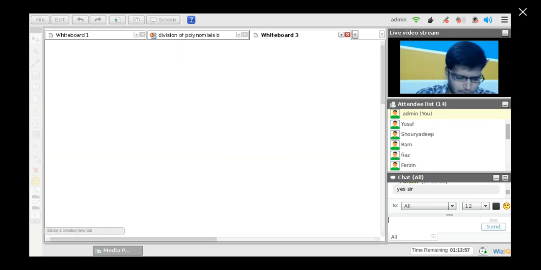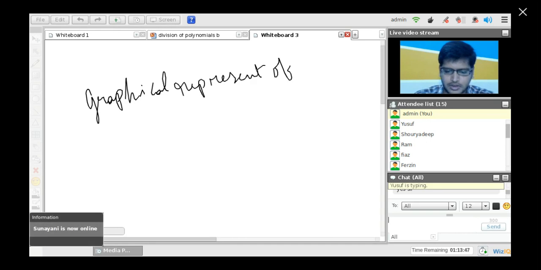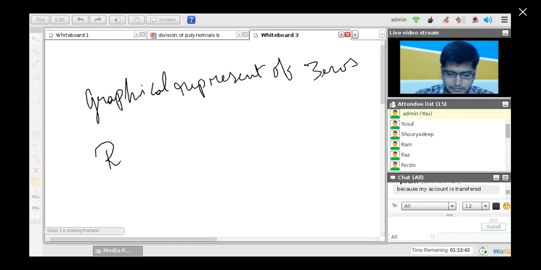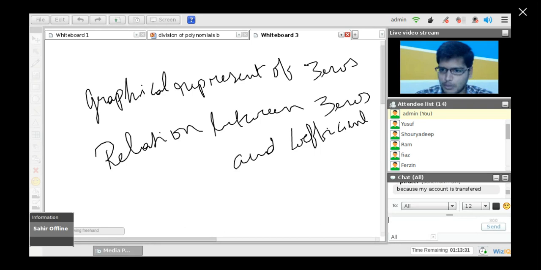Anyways, in the last two classes, we have seen graphical representation of zeros of polynomials, and also we have seen the relation between zeros and coefficients. This is what we have seen in the last class with respect to polynomials.